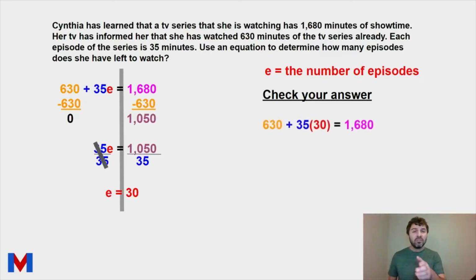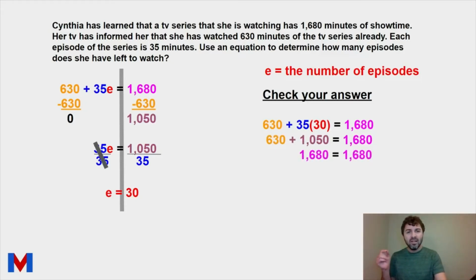So it becomes 630 plus 35 times 30 equals 1,680. And now we do order of operations to see, is that true? Because when we're solving an equation, we're really trying to figure out what makes this true. So I got 630 plus 1,050 equals 1,680. And then we're going to add those two. And I get 1,680, which is what we're going for.